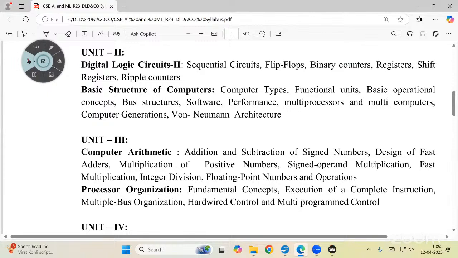Have you heard about the program counter? Program counter. Okay. Address register.